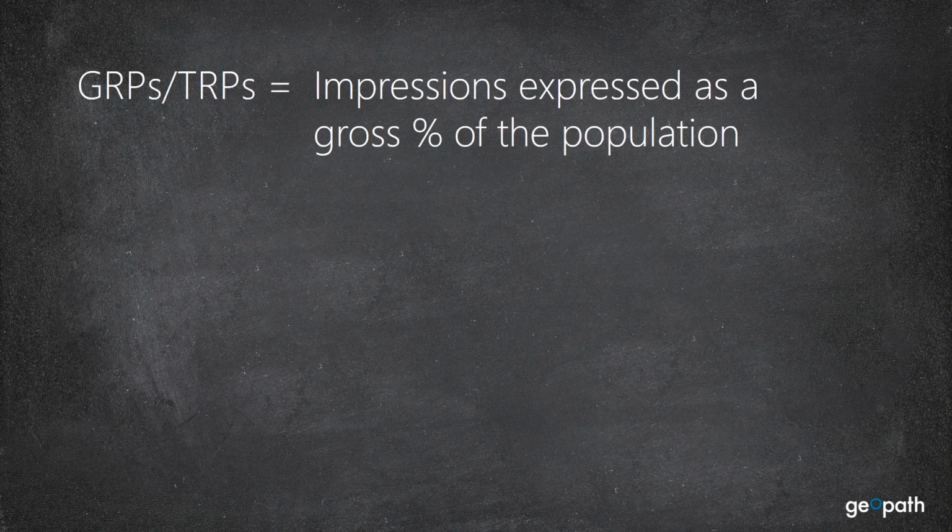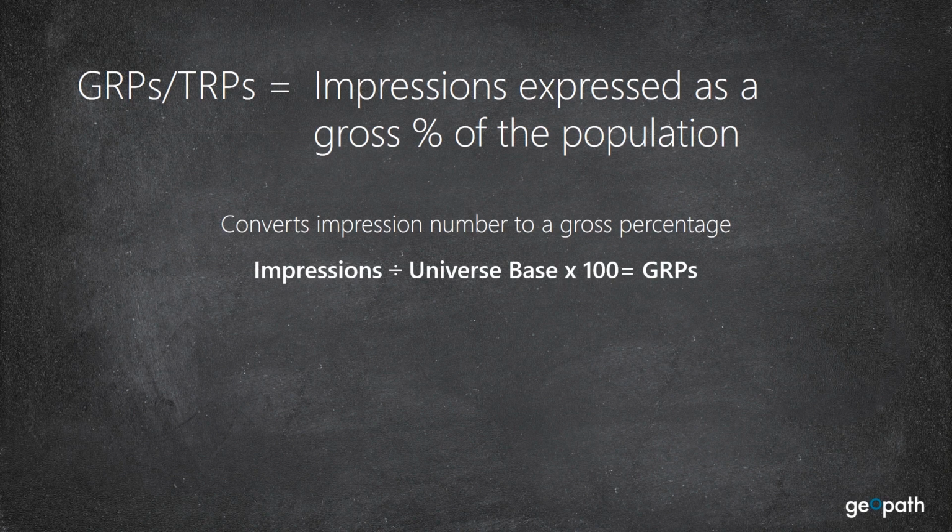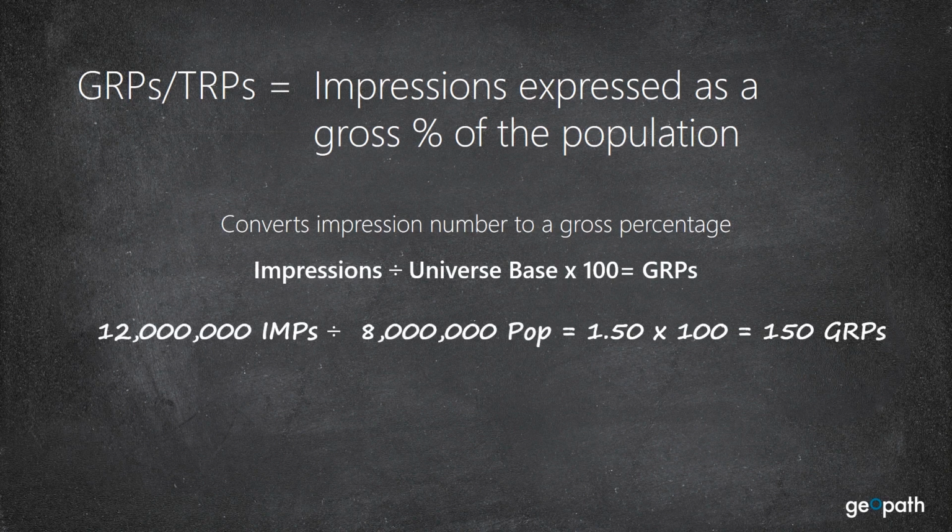GRPs and TRPs are a way to quantify the number of exposures, which are impressions, as a gross percentage of a specific population. Using GRPs makes it easier to plan and buy any media. It is a metric planners and advertisers use to compare media within and across channels and markets. It's a simple formula that takes the universe impressions and divides it by the universe population. For example, if we have 12 million impressions with a population of 8 million adult 18 plus population, that would equate to 150 GRPs. And 150 GRPs are 150% of the universe base.